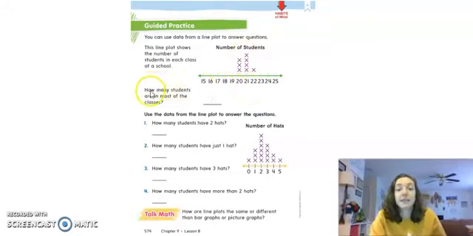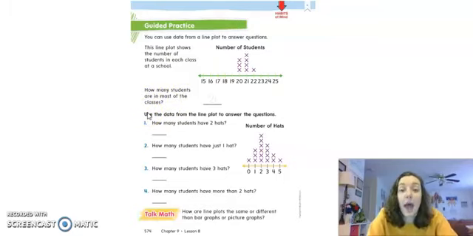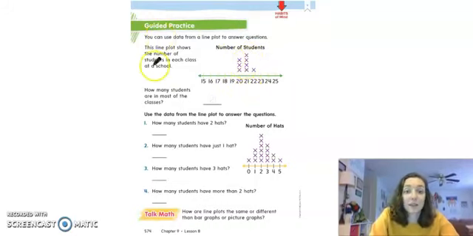Okay, so then it asks, how many students are in most of the classes? So it wants to know which number, which amount of students has the most. Okay, so we can easily tell by coming over here and looking at which one's the tallest that the answer is what? 21, right? Because that's how many students are in most of the classes. All right. And you can see that it was already written in your book.